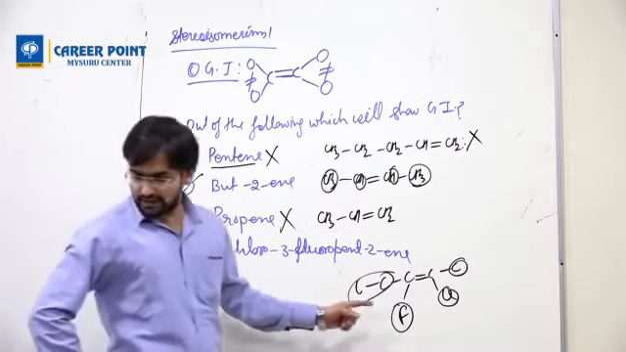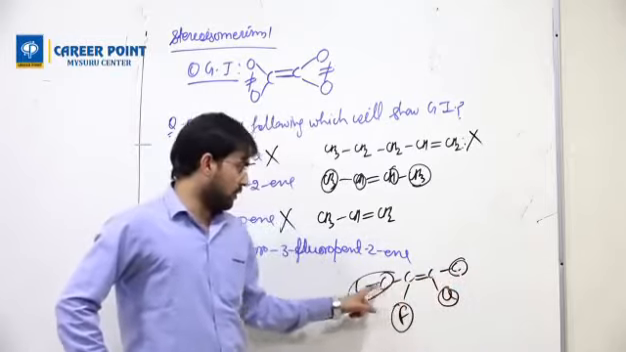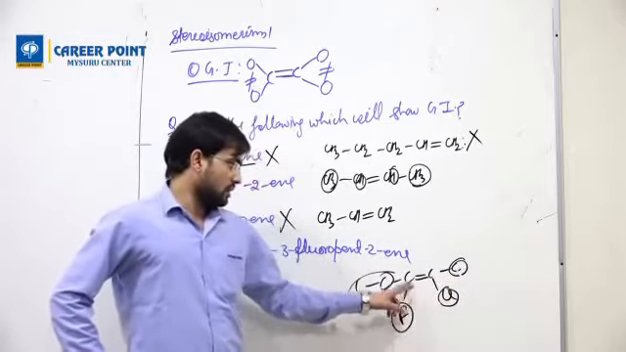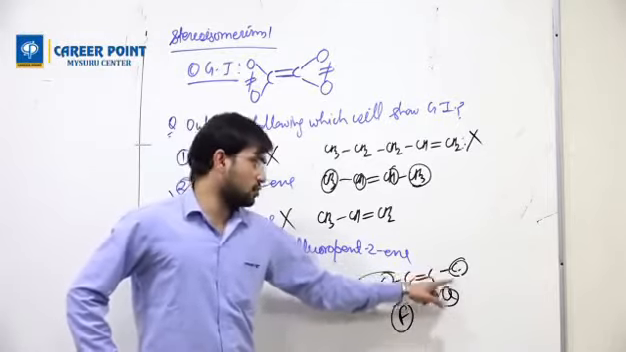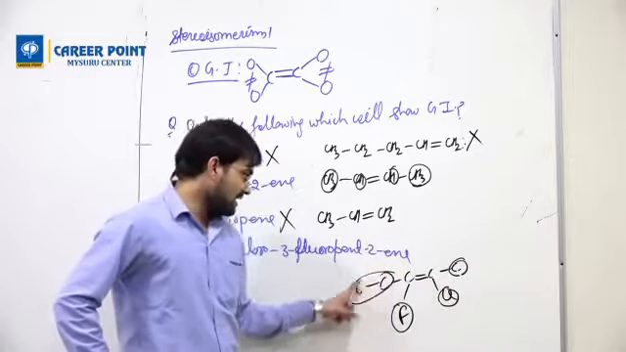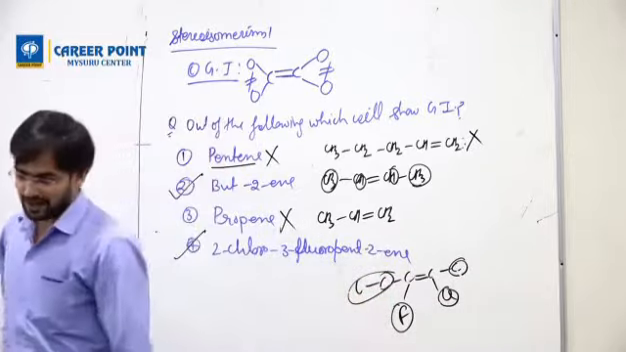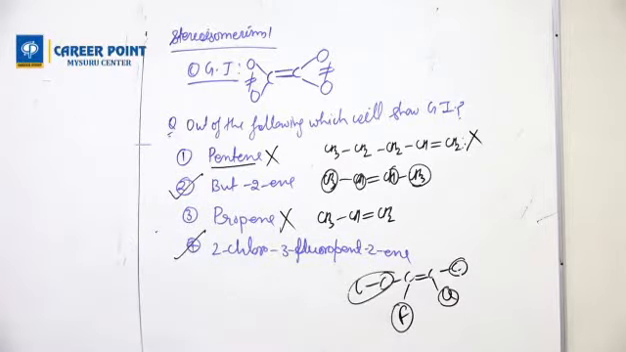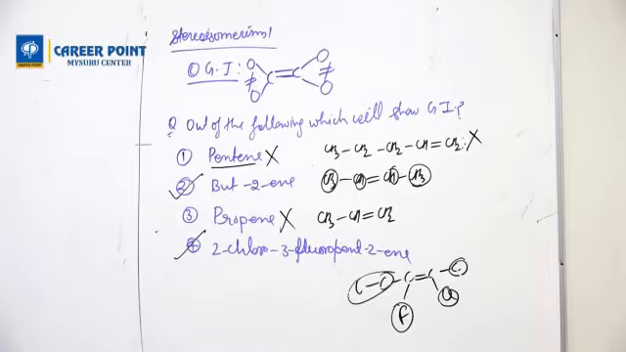So I'll explain this again. 1, 2, 3, 4, 5. 2 chloro, 3 fluoro, 2 double bond. So now this carbon has got 2 groups. One is methyl, one is Cl. Both are different. Here you got ethyl group and fluoro. Both are different. Clear? So the correct answers are 2 and 4. Easy job. Now, this is geometrical isomerism.